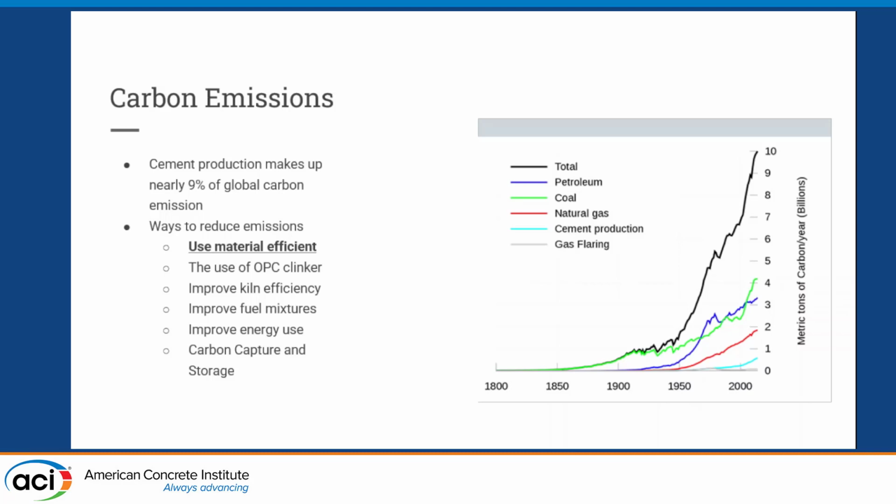We've seen methods such as using SCMs like fly ash or slag to reduce the amount of cement that we use in our mix design. For our research, we are planning on taking a different approach, where instead we want to use our material more efficiently by using different forms.